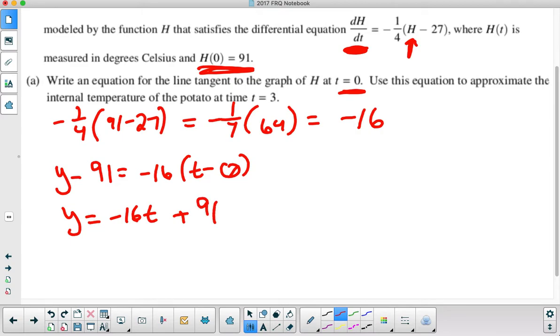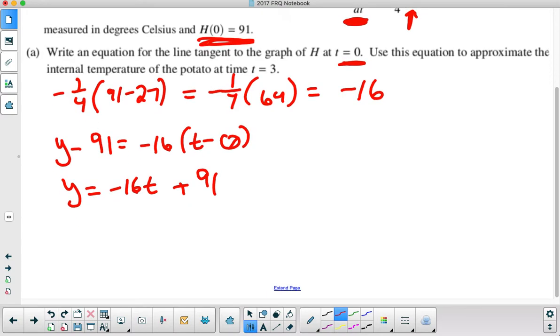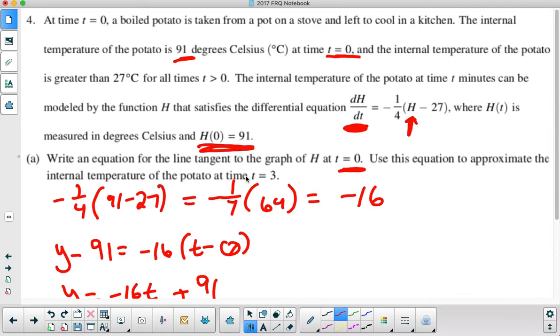Now, don't stop there because we're not finished. We just found the equation of the line so that we can estimate the internal temperature when time is 3. Okay, so that means that we need to see when time is 3. So after 3, what is it, minutes or seconds? Where are we at here?